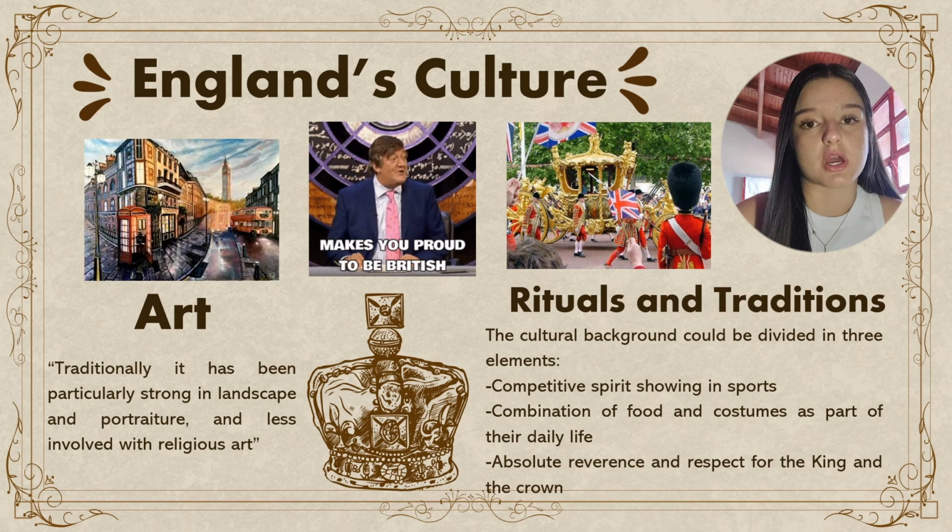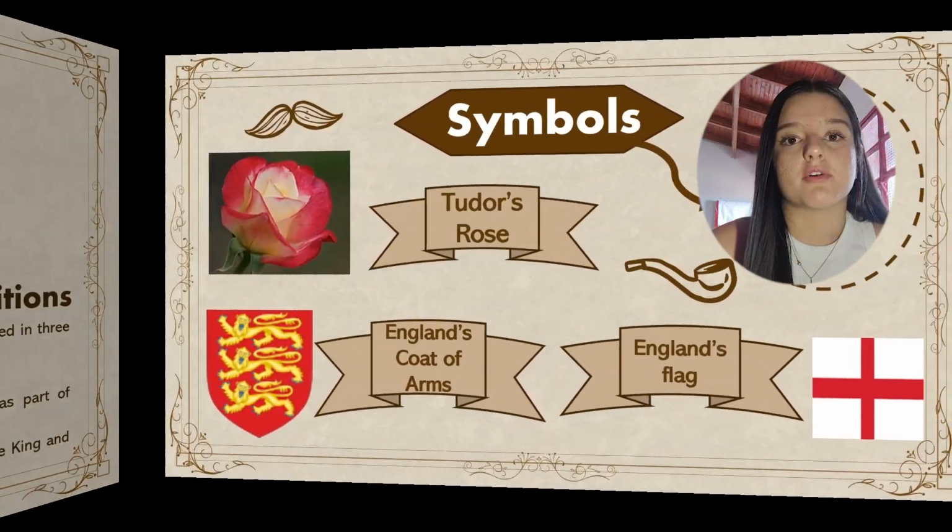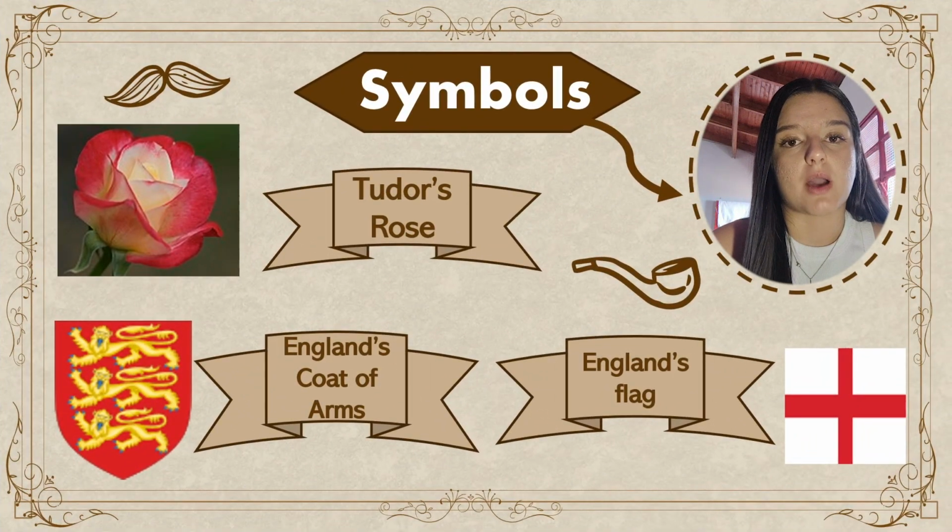England is a very cultural country in which we highlight the food, the sports, and the symbolism given by the crown, starting from a simple greeting without body contact, no hugs, no kisses. Here we have some of the England symbols: the Tudor flower, the England flag, and the England coat of arms.